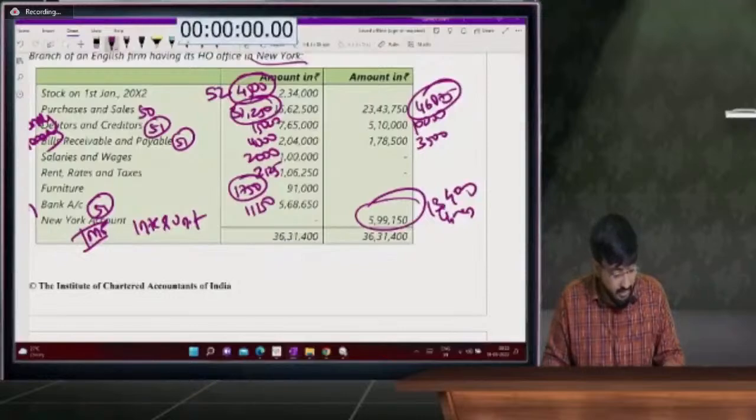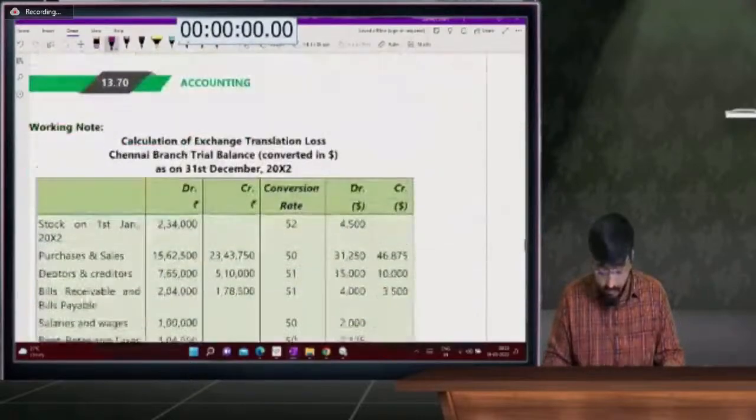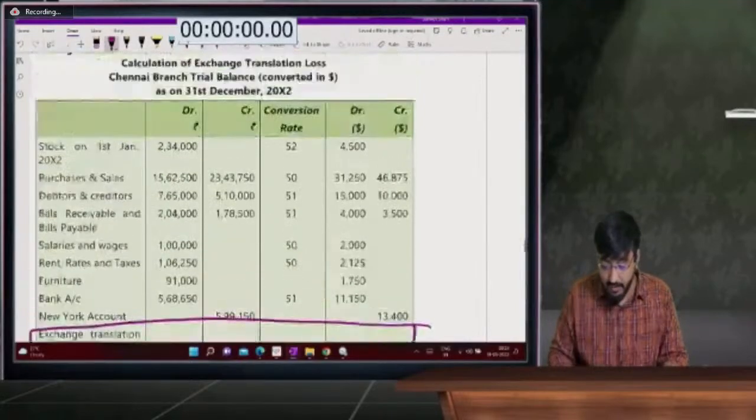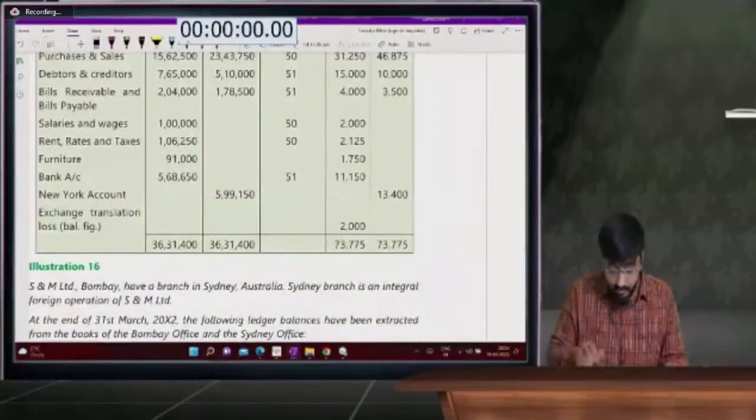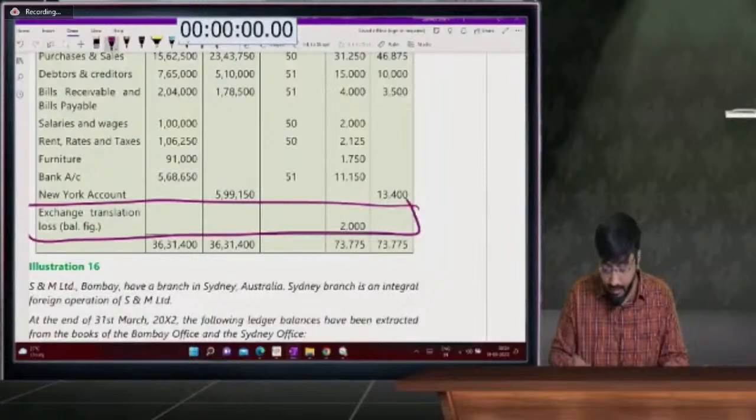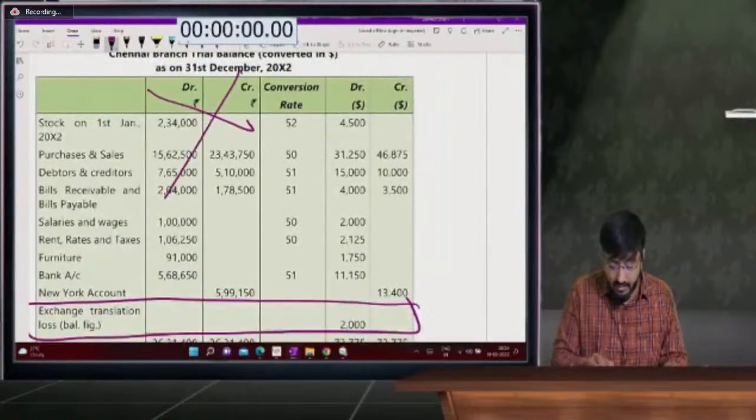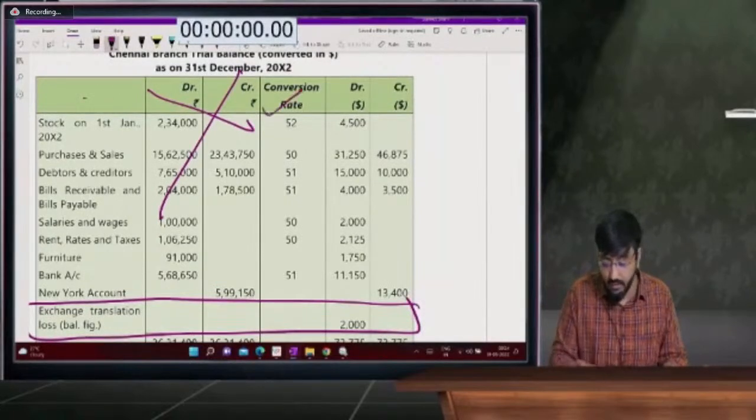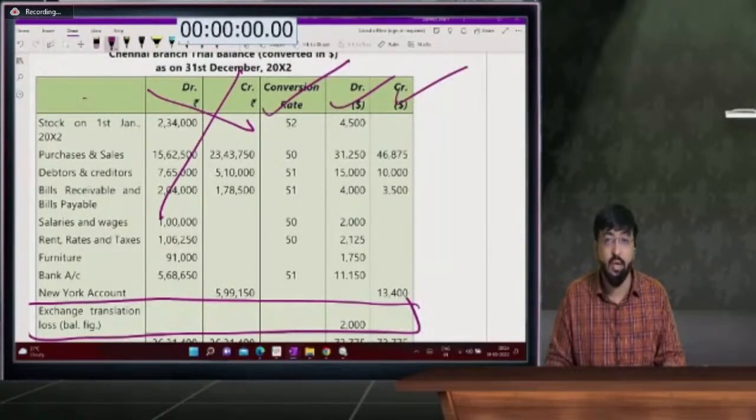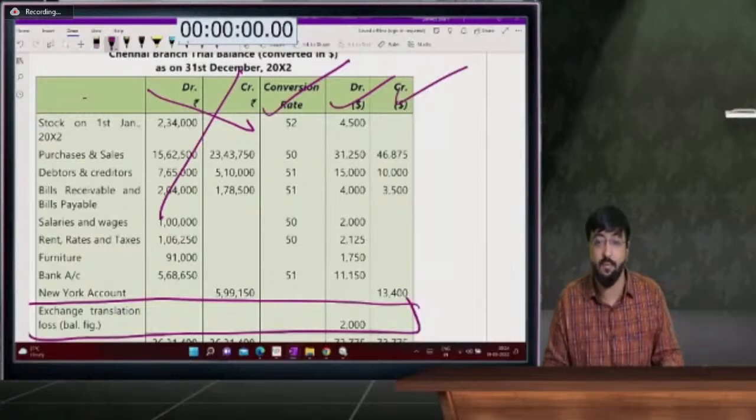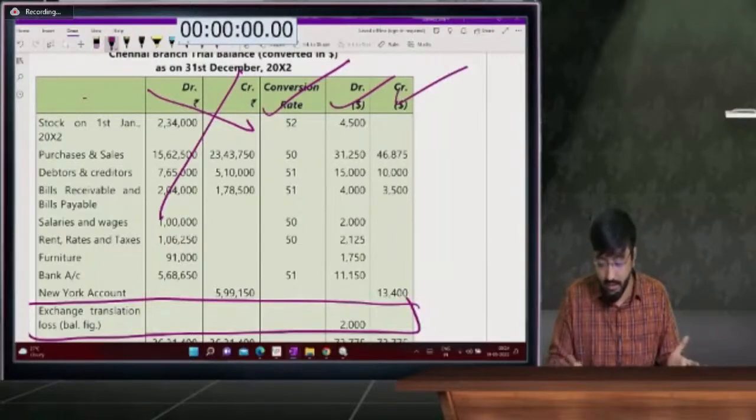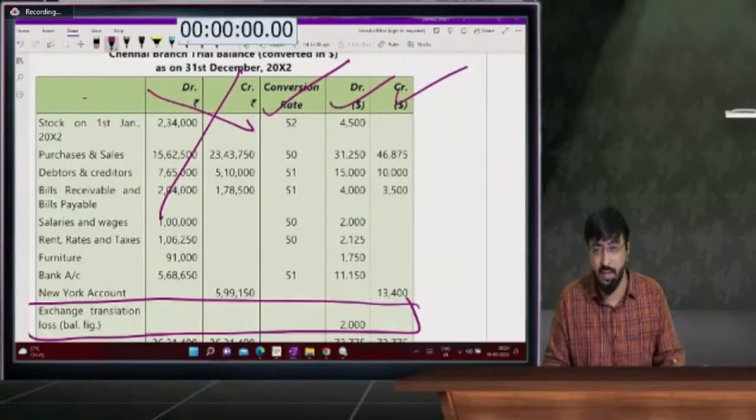And when it's converted, the trial balance conversion is there. You will get the exchange difference. See here, exchange difference is given in the question itself. You have to prepare only serial number, particulars, conversion rate, debit, credit. No need to write the trial balance of the question again. So only the conversion trial balance you will write in dollars. Rupees trial balance, no need, debit or credit.